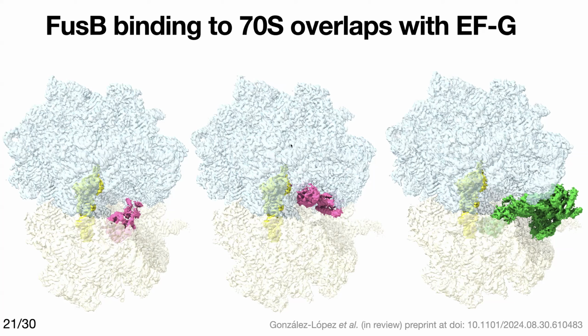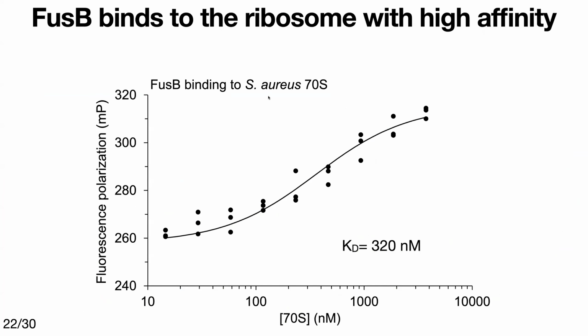So one of the things that we wanted to see is what is the affinity, how strongly is FusB binding to the ribosome? And to do this, we did fluorescence polarization. So I labeled FusB with a fluorophore, and when you excite a fluorophore with some light, it produces a different wavelength of light. If you do this with polarized light, if the fluorescent molecule tumbles very rapidly in solution, it will depolarize the emitted light. But if it moves slower, then it will be slightly polarized.